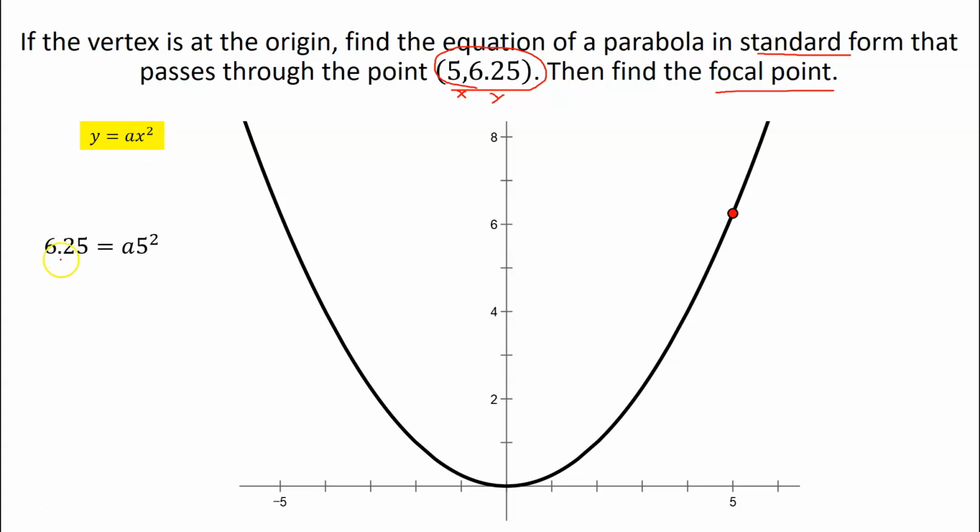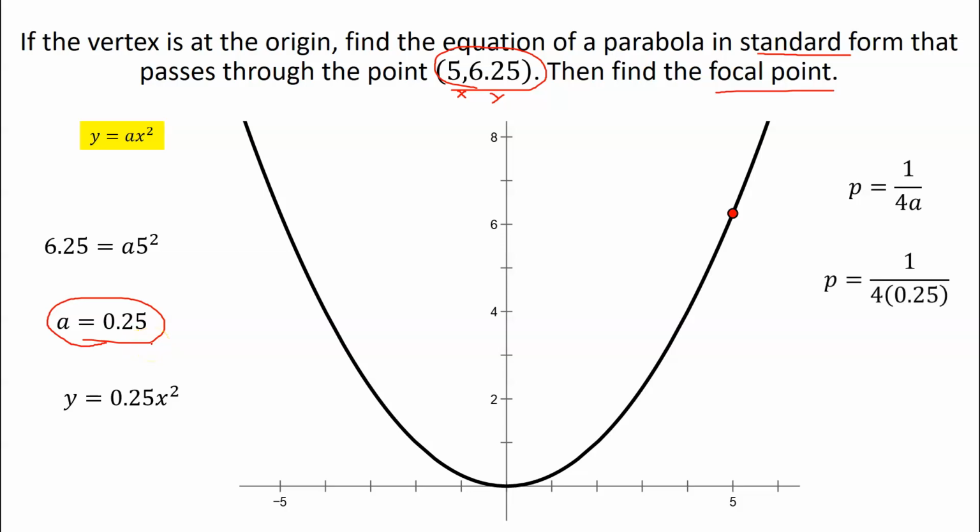Substitute in the y coordinate for y, the x coordinate for x, and then solve for a. So we'll square the 25, and we'll divide, and we'll get the a. Now that we know the a, we can write the equation. There's your equation right there. Last thing is, where would the focal point be? Now it should be up. Okay, it's inside. We know what a is, and the focal distance equals 1 over 4 times a. So 1 over 4 times 0.25, and that's going to give us actually just 1. So our focal point is going to be right there.